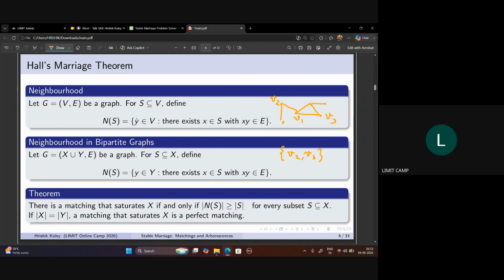Now, if you're considering a subset of the vertices, then maybe let's take S to be V1, V2. Then the neighborhood of S is the neighborhood of V1 union the neighborhood of V2. So basically it becomes V2, V3, V4, V1, all of those. So let's write it down. N(S) becomes V1, V2, V3, V4.